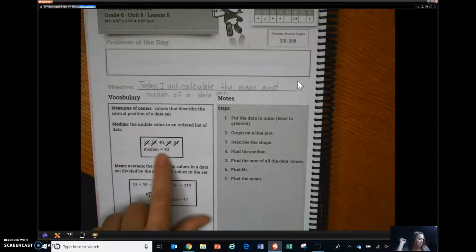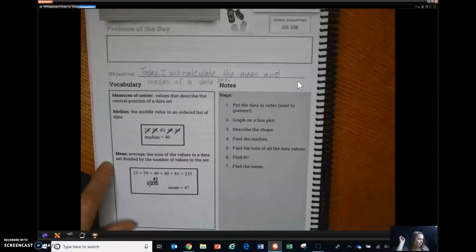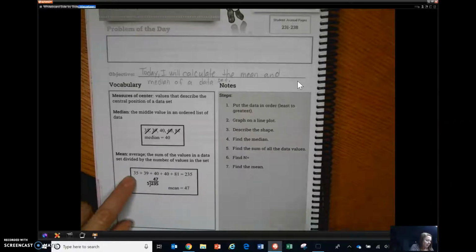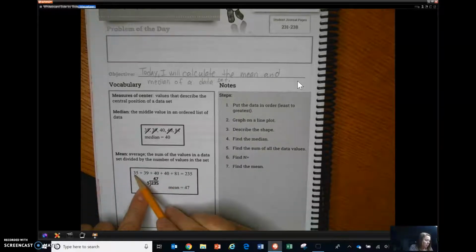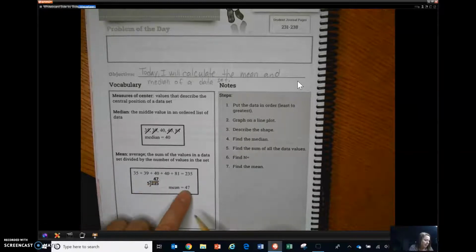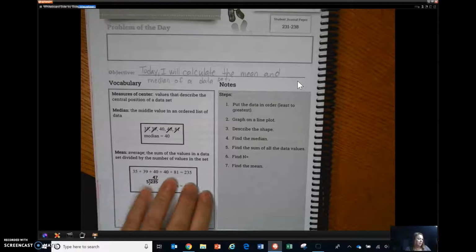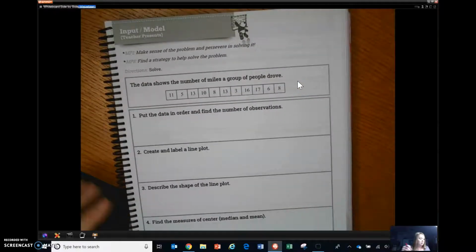Median is what they call that middle number. And mean is the average, the sum of the values in a data set divided by the number of values in the set. So basically what they did here is they added all those numbers together. They got 235. Since there's 1, 2, 3, 4, 5, they divided by 5, and 47 is the mean. So that's the average. And that's how I get the average for your grades too. Exactly what I do.